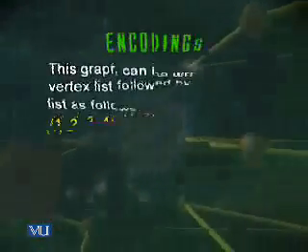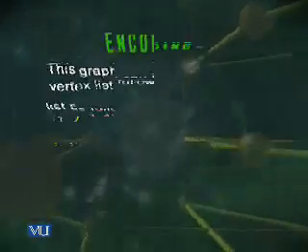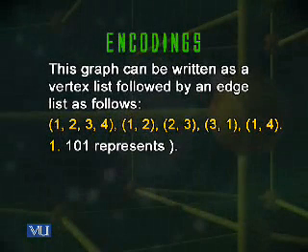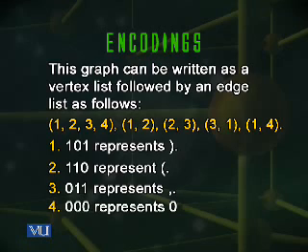So the linear representation of this graph becomes 1, 2, 3, 4 followed by the pairs (1, 2), (2, 3), (3, 1), (1, 4). This linear representation can be easily converted into a string of zeros and ones via encodings. Let's see how this is done. Suppose we agree that 101 represents the right bracket, 110 represents the left bracket, 011 represents the separator comma, 3 consecutive zeros will represent 0, and 3 consecutive ones will represent 1.